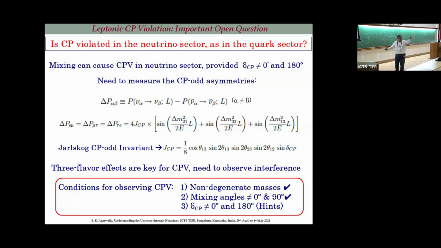And once you do this homework, you can write down this CP odd asymmetry in this nice fashion where this J_CP is the famous Jarlskog CP odd invariant, where you see the sines of all the mixing angles come. If any of the mixing angles are 0, then it vanishes, right? If any of the mixing angles are 0 or delta CP is 0, the Jarlskog CP odd invariant vanishes.